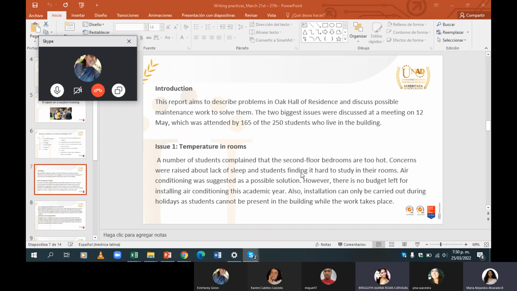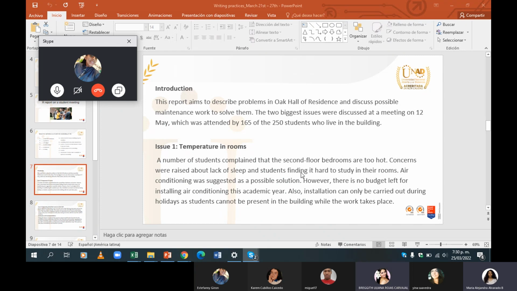Introduction. This report aims to describe problems in Oak Hall of residence and discuss possible maintenance work to solve them. The two biggest issues were discussed at a meeting on 12 May, which was attended by 165 of the 2,250 students who live in the building.